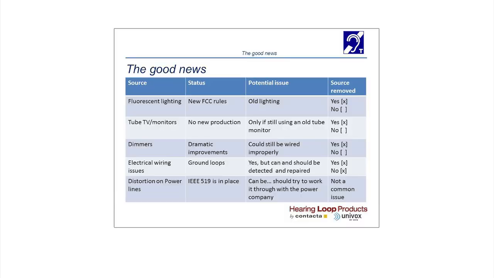The good news, fluorescent lighting, new FCC rules, a lot of the old lighting that was out there is gone. That source is being pretty well removed today. Tube TV monitors, no new production for them, not in the United States. That's good. The LCD monitors, no major issue. Dimmers, dramatic improvements in the dimmers, but even at that, they're usually not the source for the interference. They may have a slight amount of interference 2 to 3 feet from them, but they aren't the reason that you're taking a whole section of a room out and causing major problems.